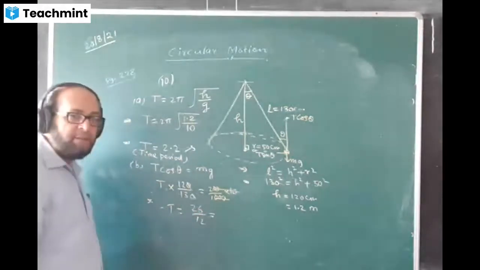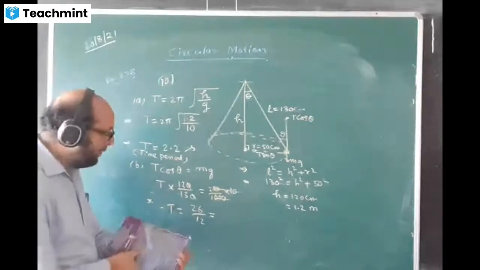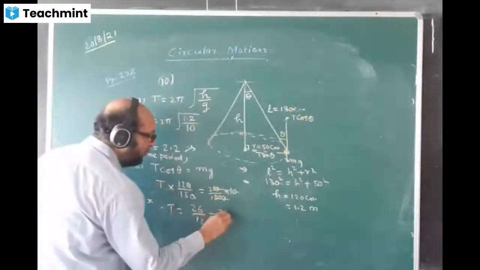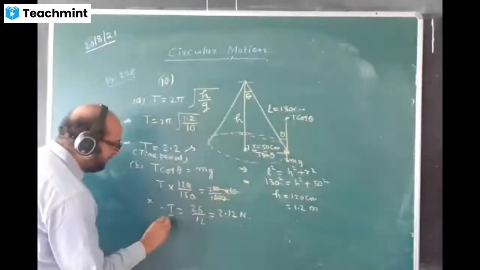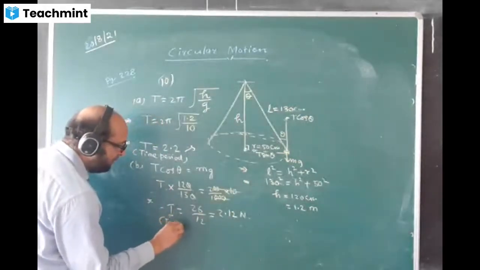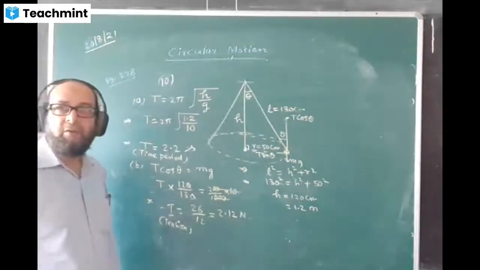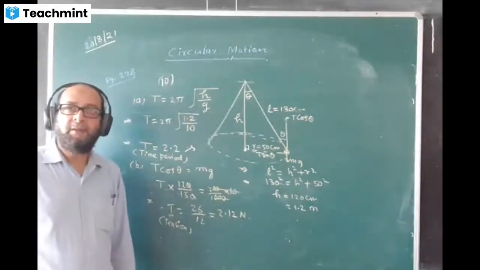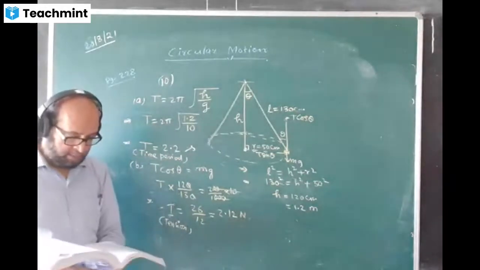Check the answer. How much is the answer coming? 2 point something. 2.12. But the unit will be Newton because this T represents tension. 2.12 Newton. The unit is also Newton. Accordingly, we are giving the unit. So this is done. Done?